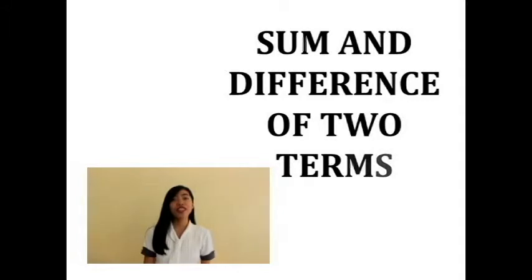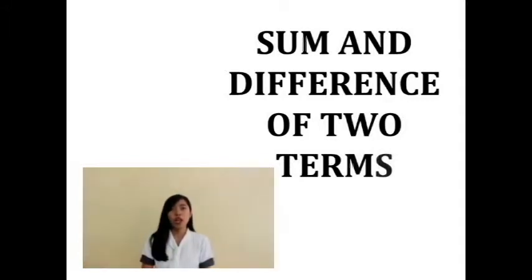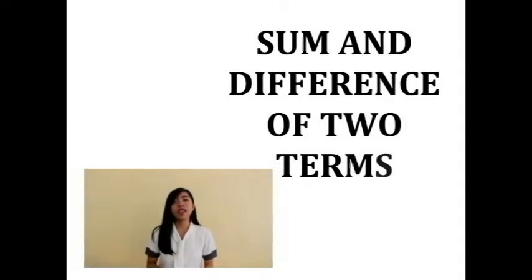Another type of special product is the sum and difference of two terms. The product of the sum and difference of two terms is the difference of the squares of the terms. In symbols, a minus b multiplied to a plus b is always equal to a squared minus b squared. Always notice that the product is always a binomial. So always remember that the product of the sum and difference of two terms is the difference of the squares of the terms.